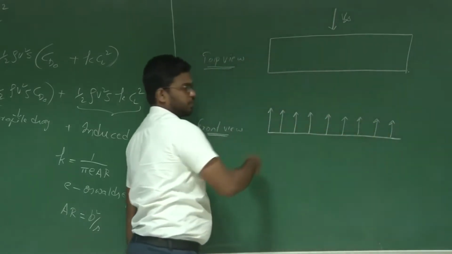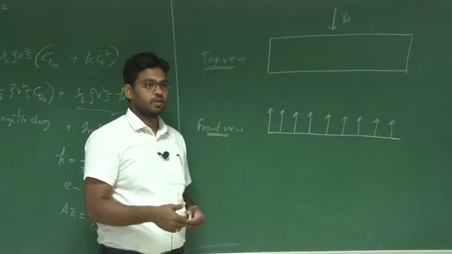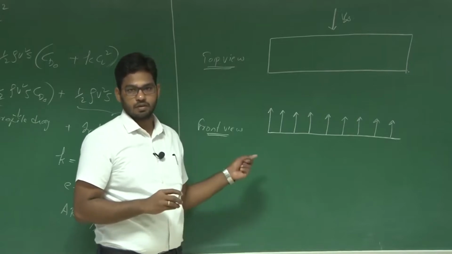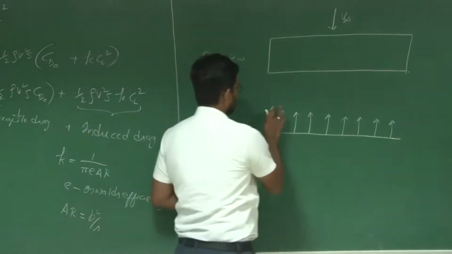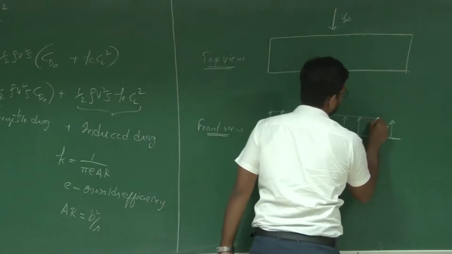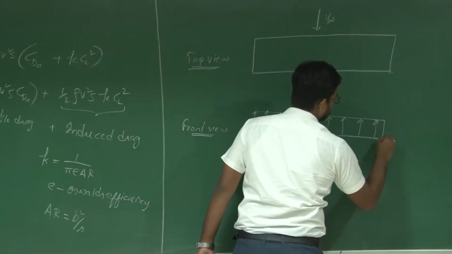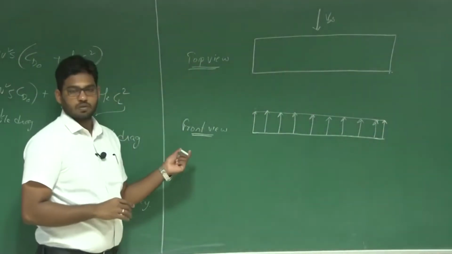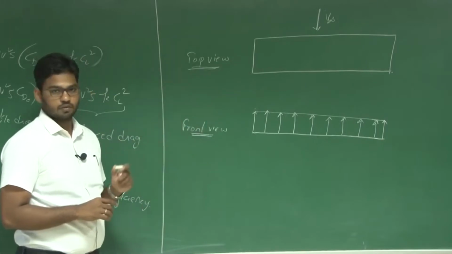Because at each and every span-wise location, you have an aerofoil which gives you a resultant aerodynamic force, and the component of that contributes towards lift. So typically this is how the lift distribution is for a rectangular wing.